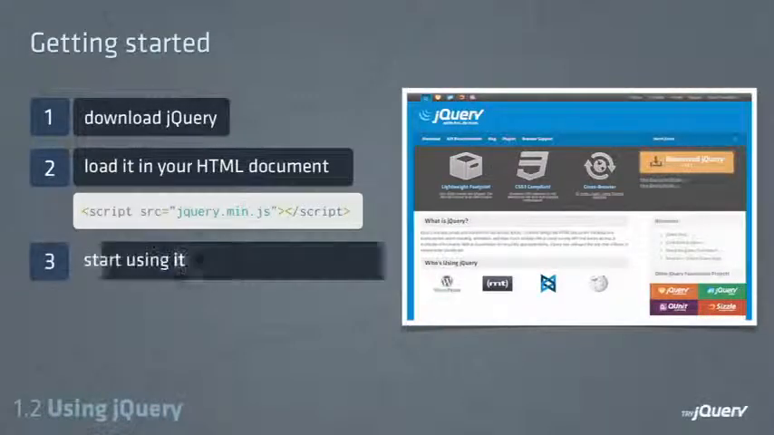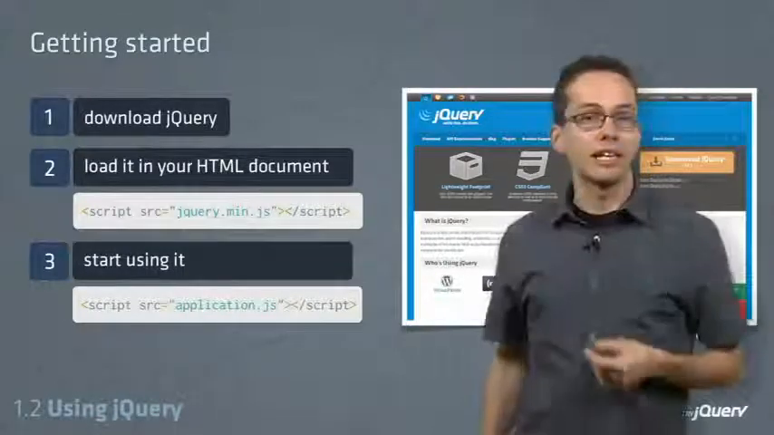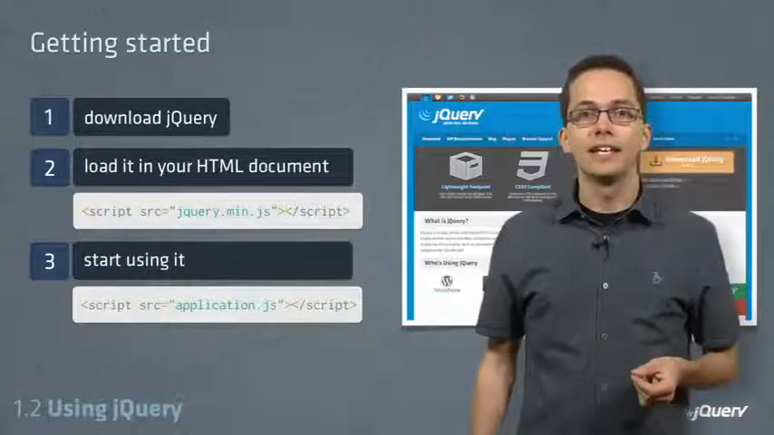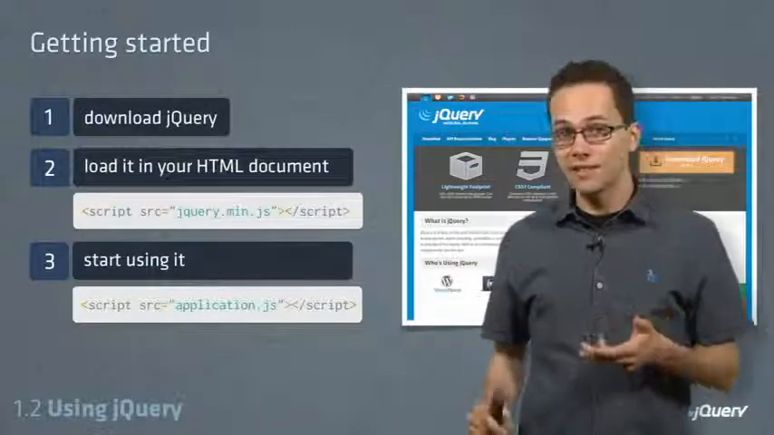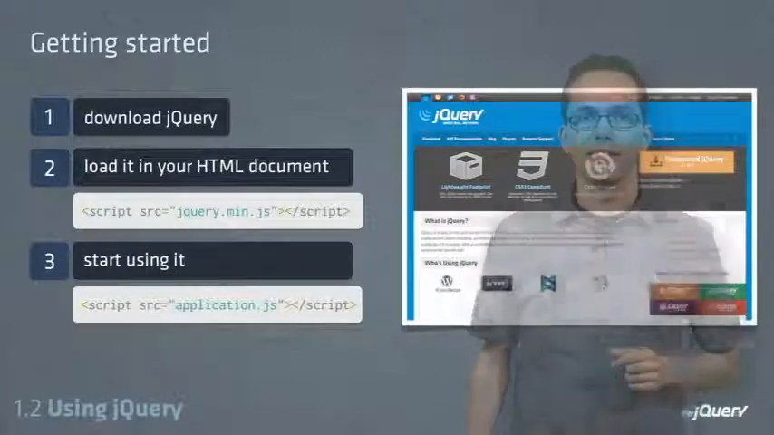Then in order to start using it, you're probably going to want to create another file, maybe called application.js, include that inside your HTML, and then inside your application.js, meaning JavaScript, you can start writing your jQuery right there.